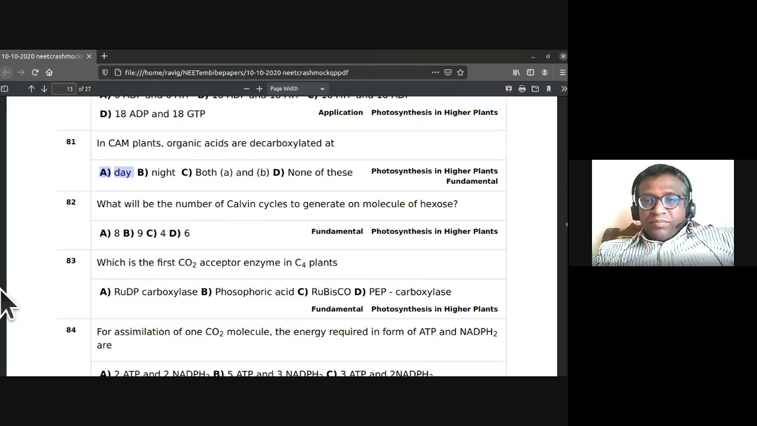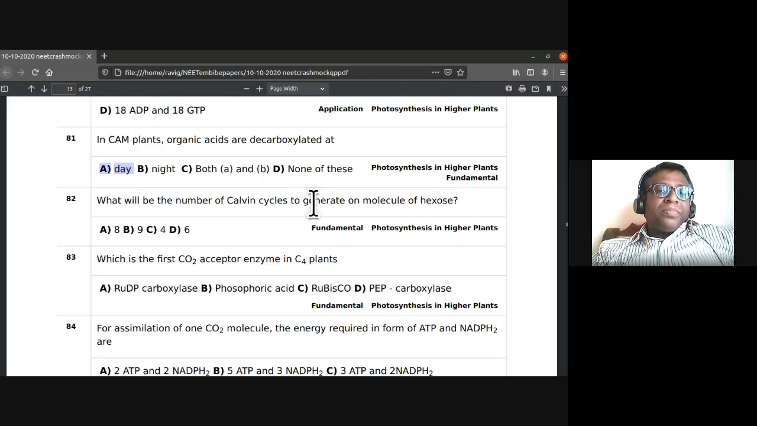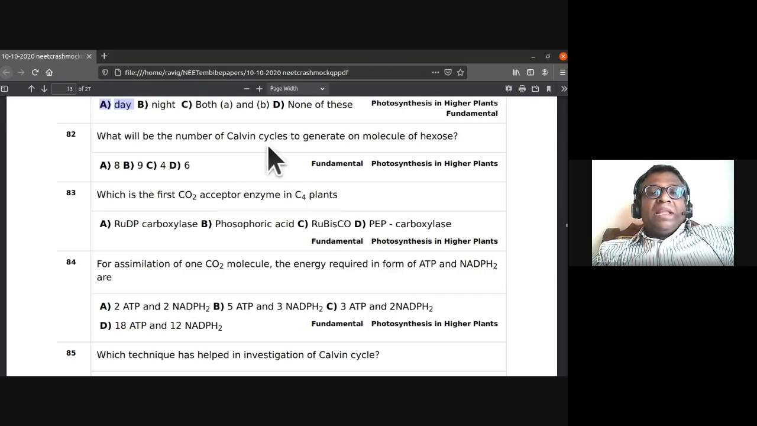81st, A is the answer, daytime. What will be the number of Calvin cycles to generate one molecule of hexose? So how many cycles will it undergo? So it will be 6 cycles.